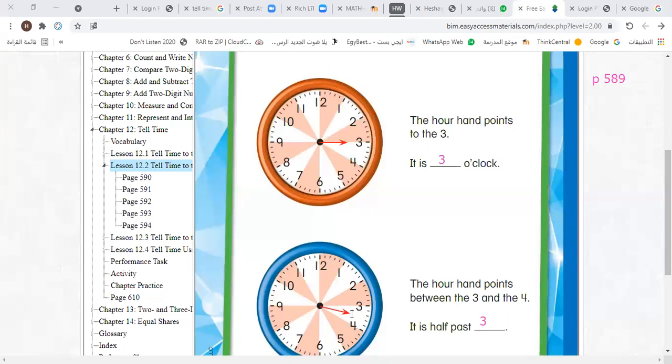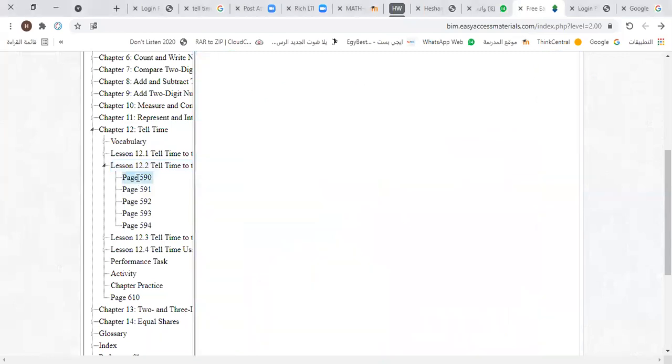This hour hand is in the middle between 3 and 4, so it's called half past 3, not 4. Half past 3. Now let's move to the next page, grade 1, and let's answer the next question.